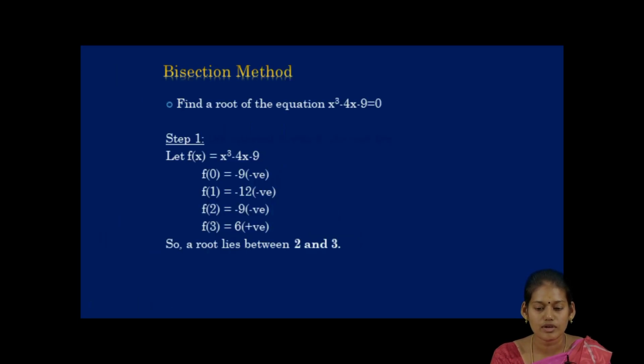Here I am going to explain an example. x cube minus 4x minus 9 equal to 0 is the equation, and we have to find the interval in which the root lies. f of 0 is minus 9, which is negative, f of 1 is minus 12, which is also negative, f of 2 is minus 9, which is also negative, and f of 3 is equal to 6, which is positive. So, the root lies between the opposite signs, 2 and 3.